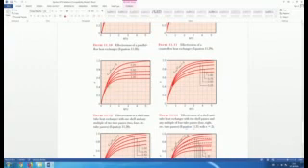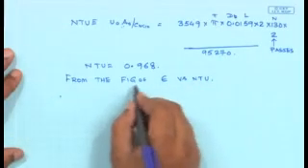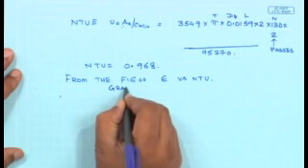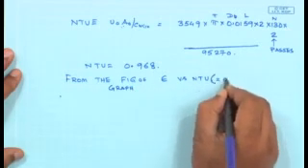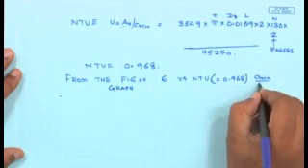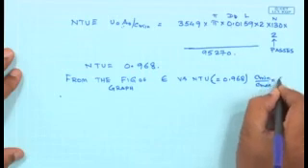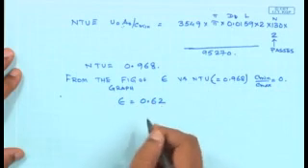So knowing the value of NTU, knowing the ratio of C minimum by C maximum, we find out what is the value of epsilon. So the value of epsilon that we obtain from the graph for epsilon versus NTU, NTU is equal to 0.968, and C minimum by C max, since it's condensing, equal to 0, epsilon would be equal to 0.62.